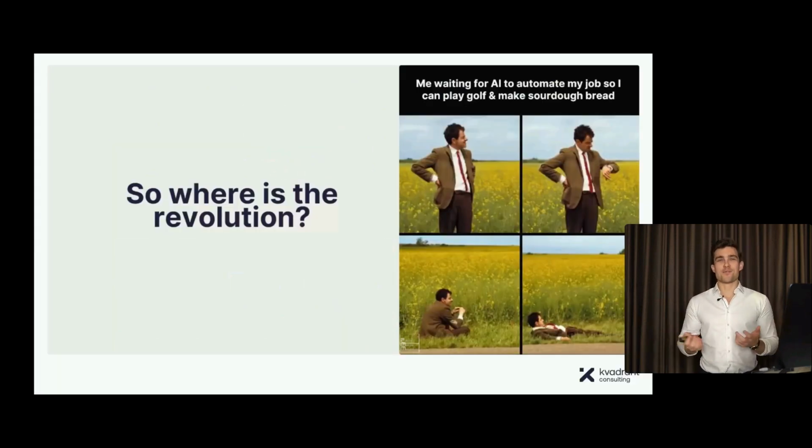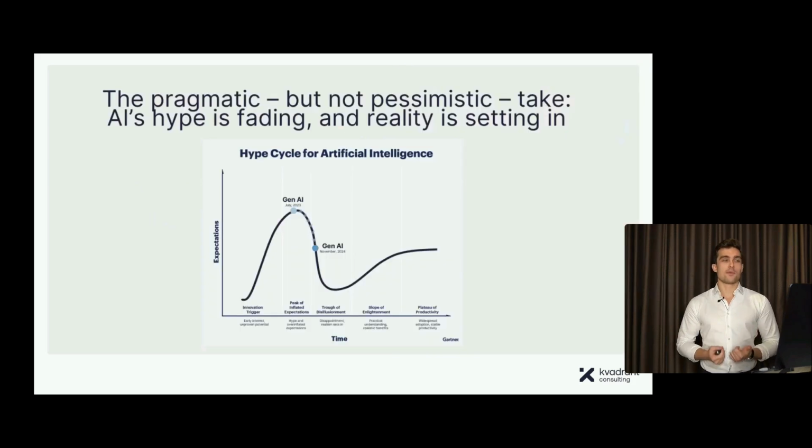And what does that mean for us? Where is this revolution that we have been promised? And my take is, I think, a very pragmatic take. It's definitely not a pessimistic take, but I think the hype is fading and reality is starting to set in. And I think a good way to explain this is via Gartner's hype cycle, which I think is actually a pretty good tool for understanding conceptually how expectations adjust over time for new innovations, just like AI.